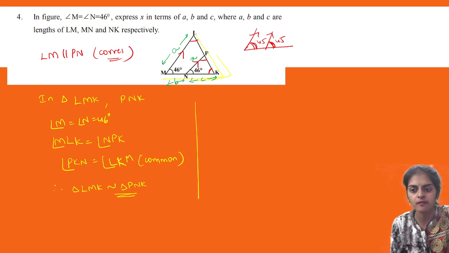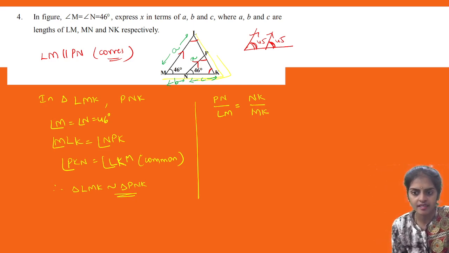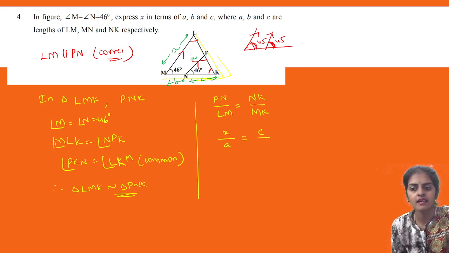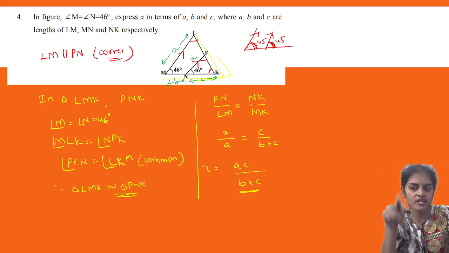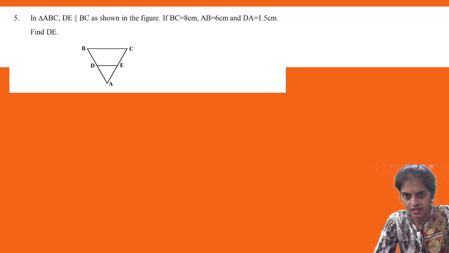I can simply write the smaller triangle side PN by LM equals, in the small triangle NK by the total big triangle MK. So PN is nothing but x divided by LM, where LM is a, equals NK is c by MK is b plus c. So x I can write as ac by b plus c. Here x they did not mention it, but it should be PN only. Okay, so look at the next question now.